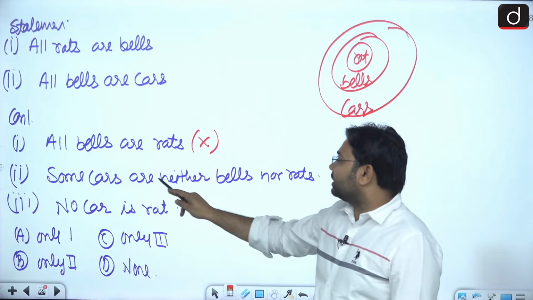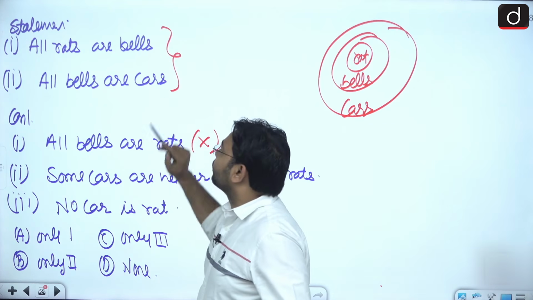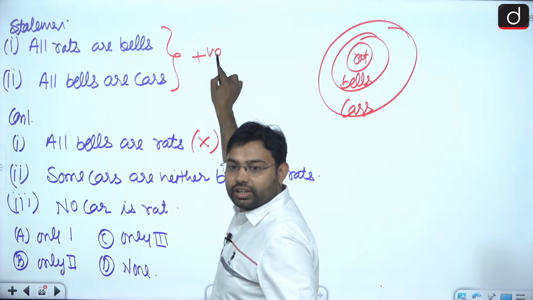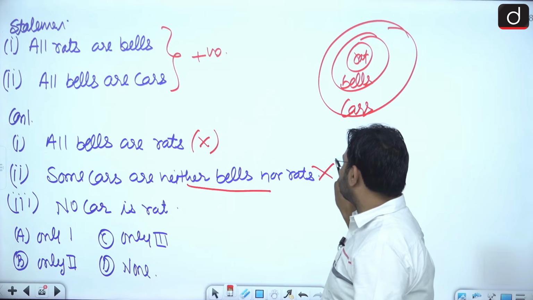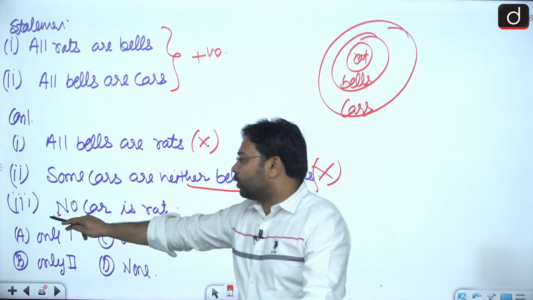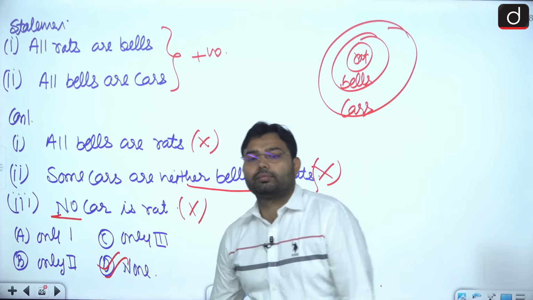Some cars are neither bell nor rat. The two statements given in the question are positive. This one, no need to check, if this is negative, wrong. This is negative, so none follows.